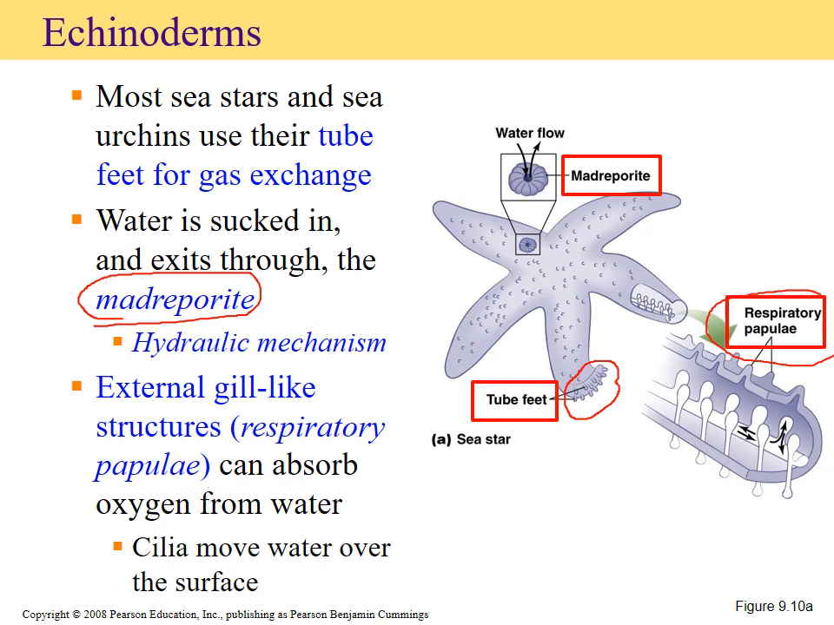Now, what about other organisms that fall in this category, besides your sea stars and your sea urchins, right? What about brittle stars and sea cucumbers? Well, they are actually going to be utilizing, instead of an external gill, an internal invagination. So let's switch over to the slide and see what's happening over there.